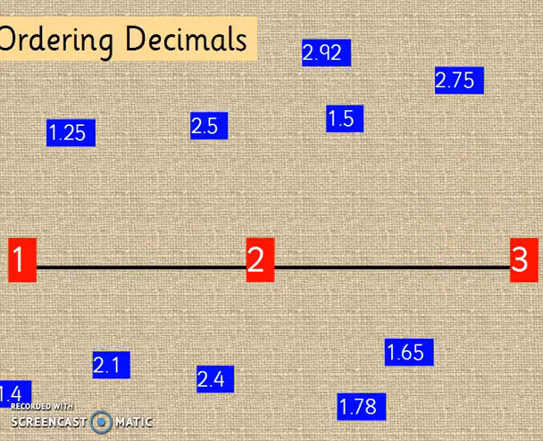Now I would like you to have a go. So what I would like you to do is freeze the picture as you've got it here and draw out a little number line on a spare sheet of paper. I've made it a little bit trickier for you because I've got the numbers between 1 and 2 and then also the numbers between 2 and 3. So you're going to have to look at the units as well and try and order those numbers.